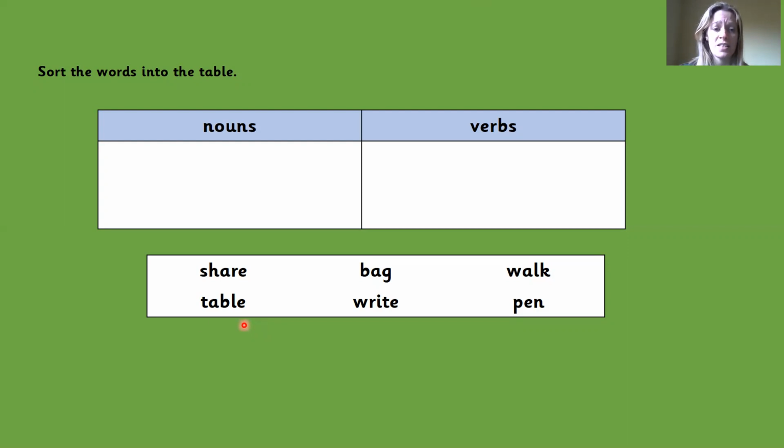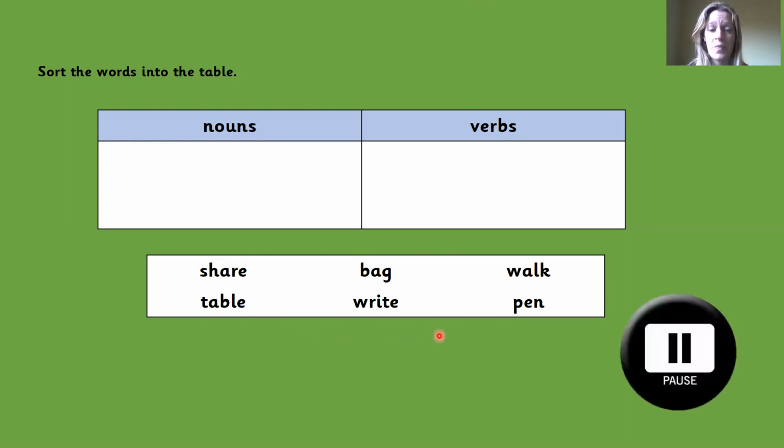So have a look at this table at the bottom, and there's this selection of words here. Pause the video and think, can you sort them into nouns or verbs? Can you find the objects and the things, and can you find the verbs?